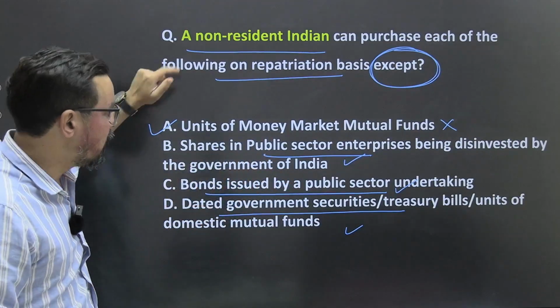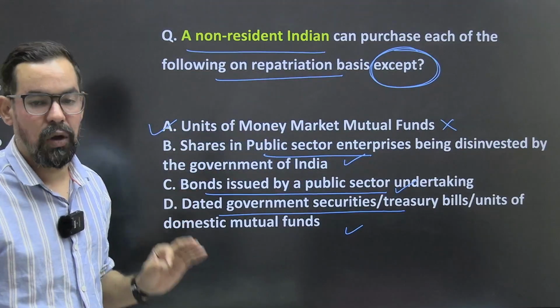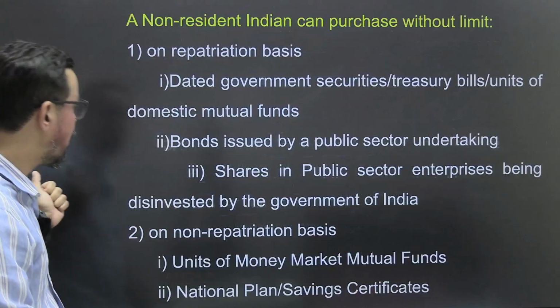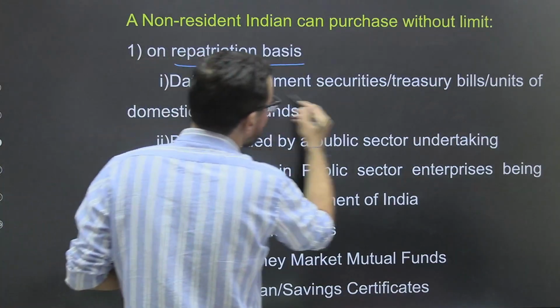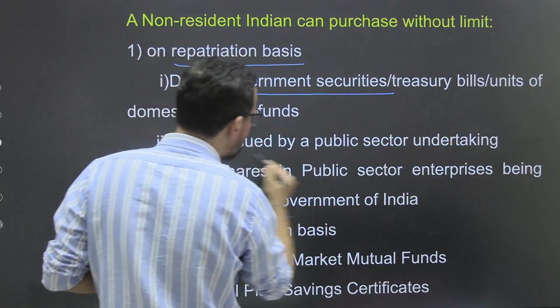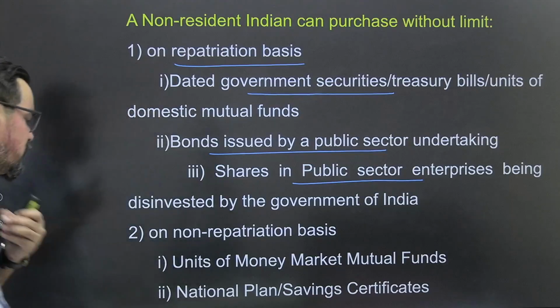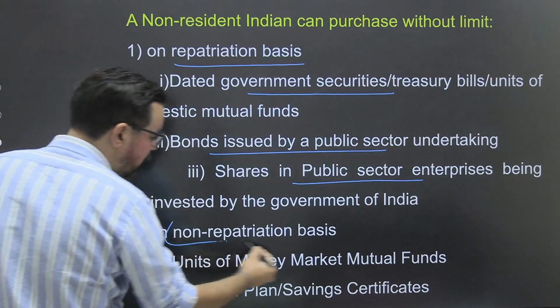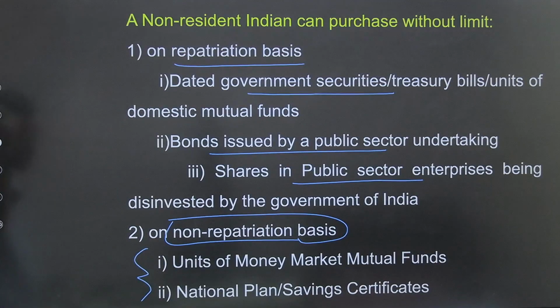Okay. So another one is units of money market mutual funds, that is always on a non-repatriation basis, right? So here we have on a repatriation basis: dated government securities, treasury bills, bonds issued by public sector, shares in public sector enterprises, disinvestment in all. On a non-repatriation basis, we have these two. One is units of money market mutual funds, and we have National Plan or Savings Certificates. Okay, so these are always on a non-repatriation basis. So please do take care about this.